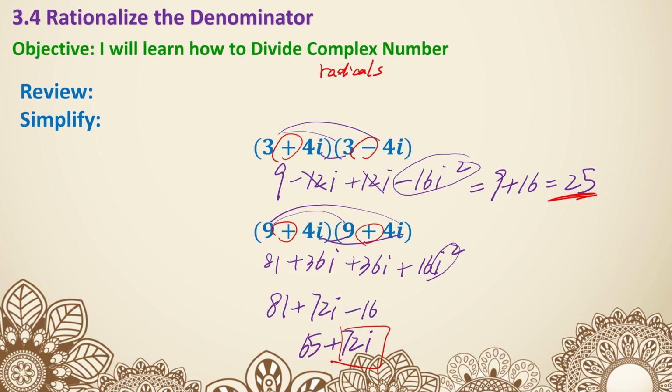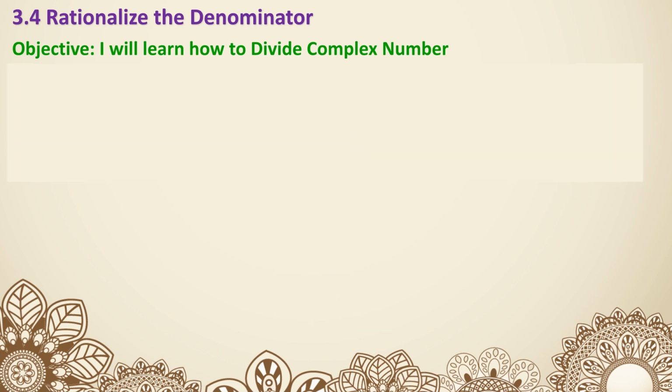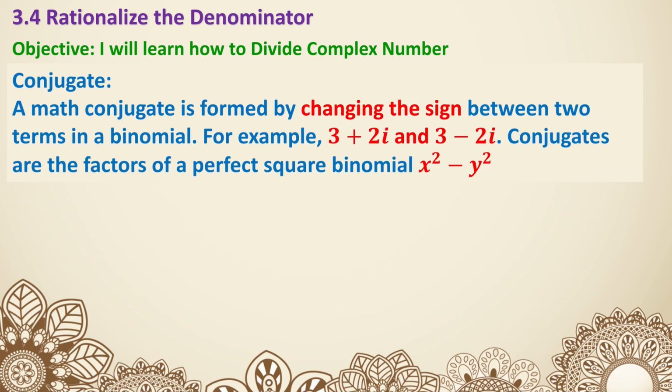Our goal is to make sure there's no i left in the denominator, just like when we divide radicals, we want to make sure there's no root in the denominator. So here, if you forgot what it's called, we are going to use the conjugate, because only if we have a plus and a minus will they cancel with each other. So let's move on. A conjugate is formed by changing the sign.